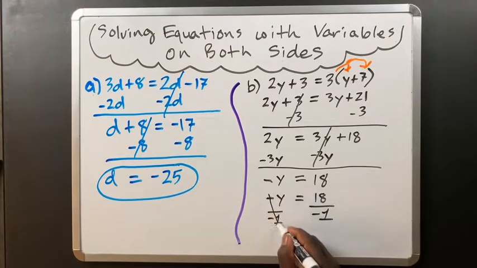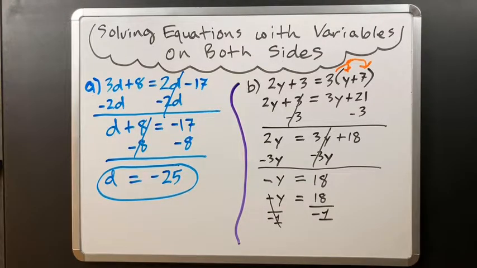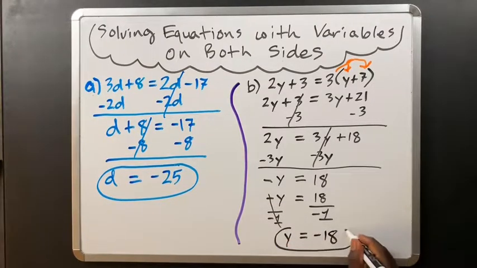Negative 1 divided by negative 1 is positive 1. So we bring down y equals positive 18 divided by negative 1. That's negative 18. And this is our final answer, y equals negative 18.